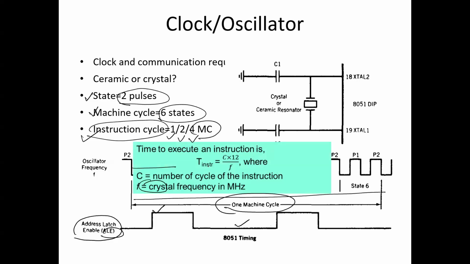So how much time is needed to execute one instruction? The formula is C into 12 by F. F is the crystal frequency. What type of crystal are we going to use? This frequency of the crystal is provided as F. C into 12 by F. What is C? C is the number of cycles of the instruction.